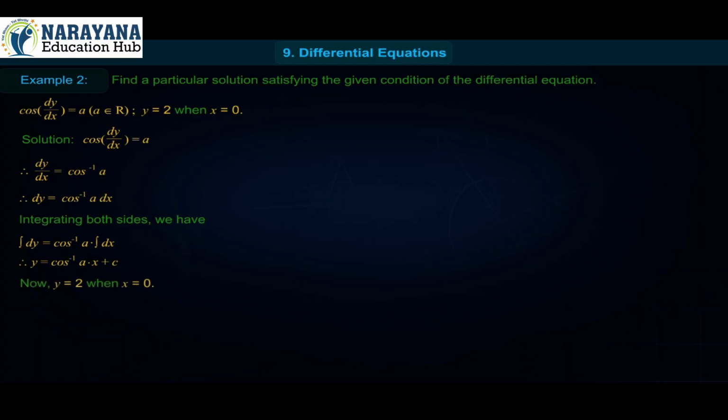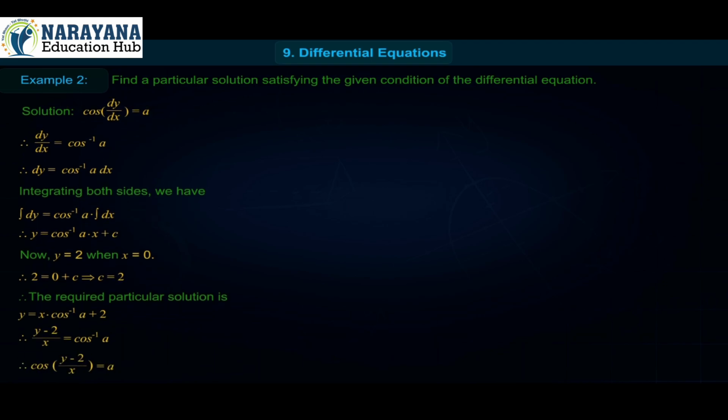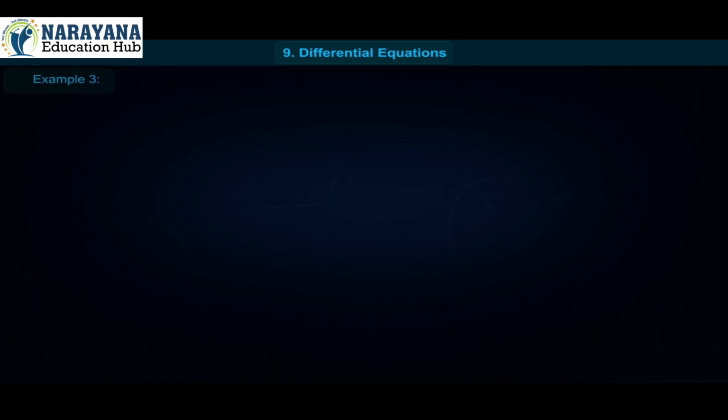Now, y is equal to 2 when x is equal to 0. Therefore, 2 is equal to 0 plus c implies c is equal to 2. Therefore, the required particular solution is y is equal to x into cos inverse a plus 2. Therefore, y minus 2 upon x is equal to cos inverse a. Therefore, cos of y minus 2 upon x is equal to a.